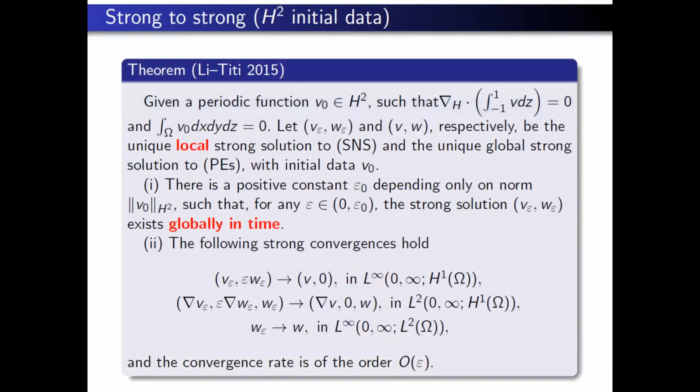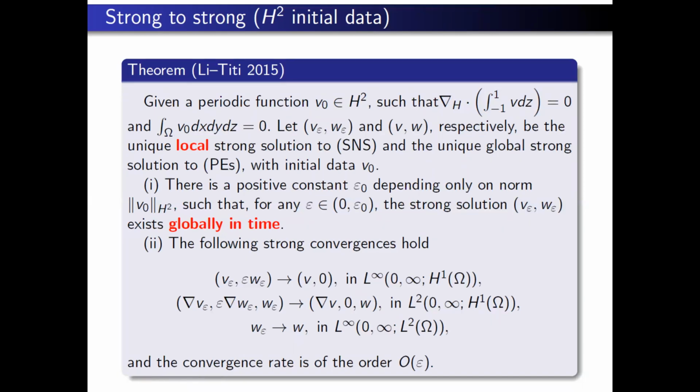So now, what about strong solutions? What if we demand that the initial data V0 is in H2? If V0 is in H2, then the well-prepared initial data W0 for the Navier-Stokes, namely the vertical component, will also be in H1. Because V0 in H2 is in particular in H1, and W0 is in H1, then we talk about strong solutions for the Navier-Stokes equation.